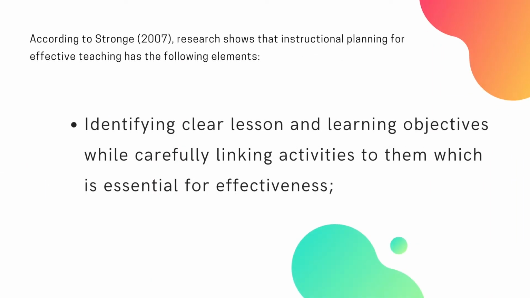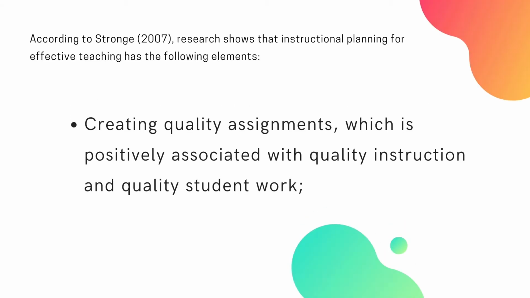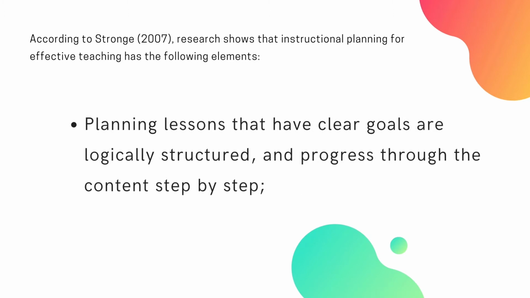According to Strong's 2007, research shows that instructional planning for effective teaching has the following elements. First, identifying clear lesson and learning objectives while carefully linking activities to them, which is essential for effectiveness. Second, creating quality assignments, which is positively associated with quality instruction and quality student work. Third, planning lessons that have clear goals, are logically structured, and progress through the content step by step.